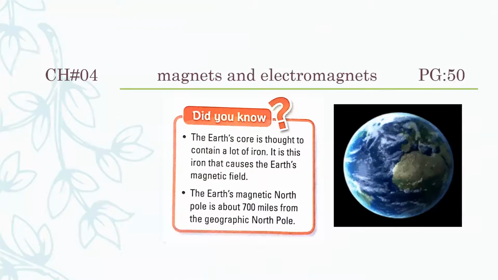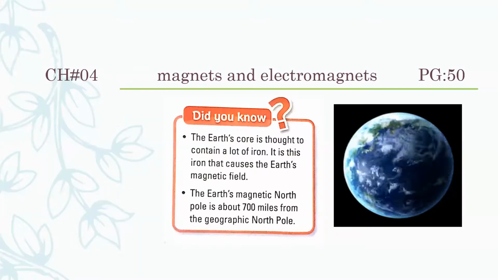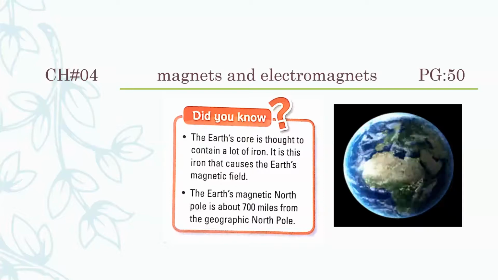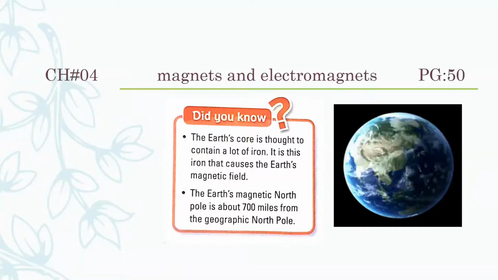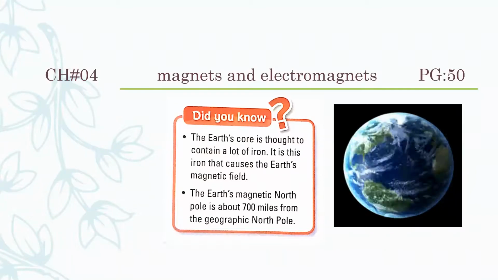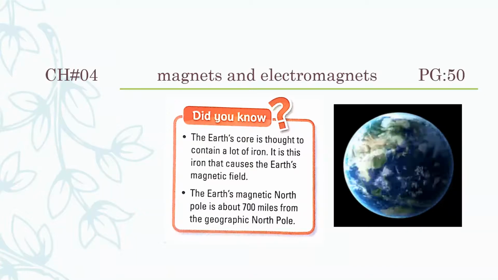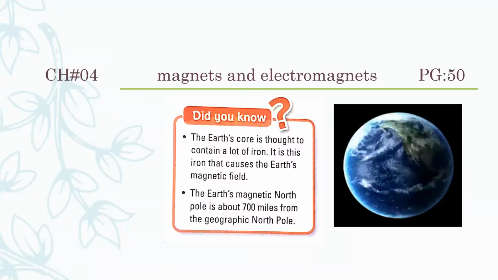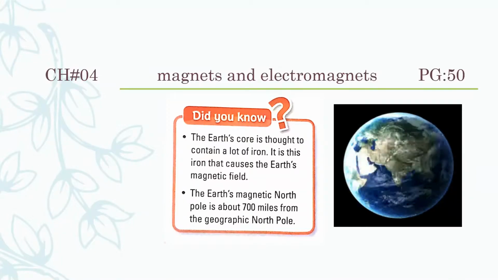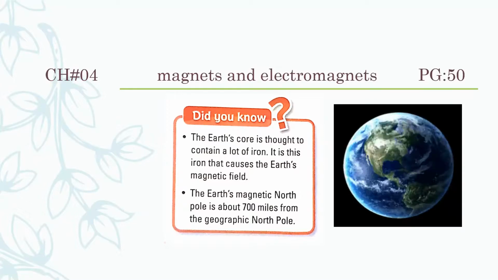Coming towards some interesting information. The earth's core is thought to contain a lot of iron. Scientists consider that the core of the earth, or the center of the earth, is made of iron. It is this iron that causes the earth's magnetic field, because iron is a magnetic material. So we can say that it will influence the magnetic field, and as a result, it will be rotating accordingly.